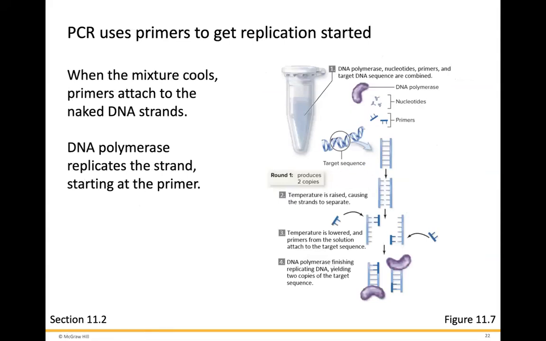When the mixture cools, the primers will attach to the naked DNA strands, and the DNA polymerase will then replicate those strands. So what's going to happen here is the temperature starts to decrease. The primers are going to attach to each of the separated strands, and then DNA polymerase is going to make a copy of each of those. So now instead of the one copy that you had initially, we now have 2 copies.